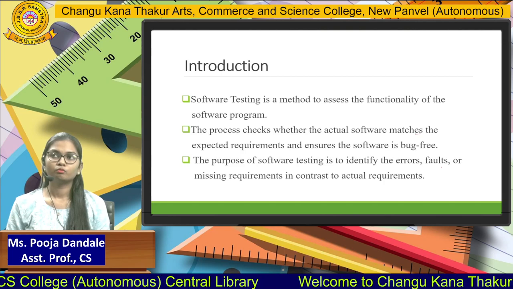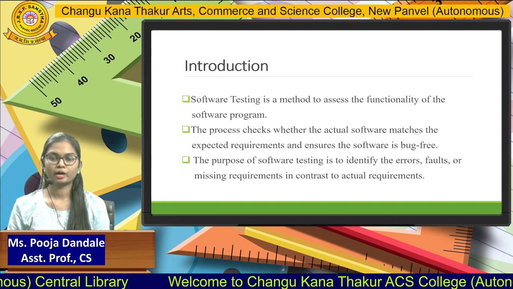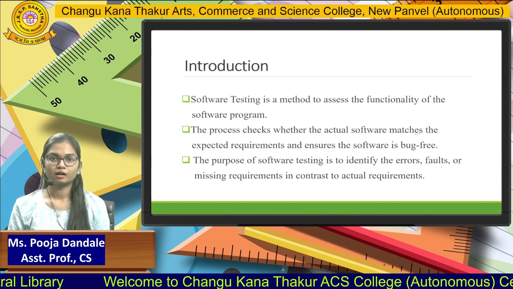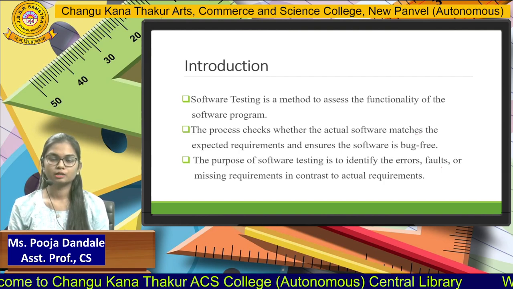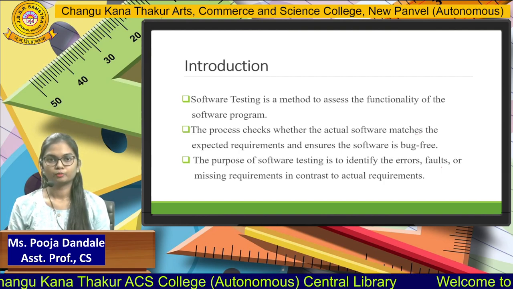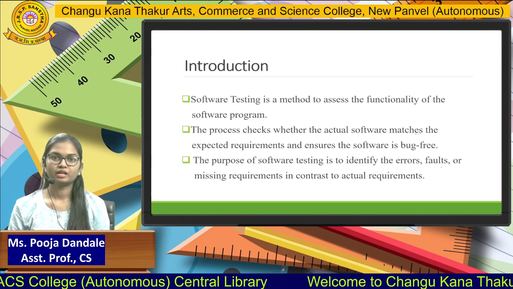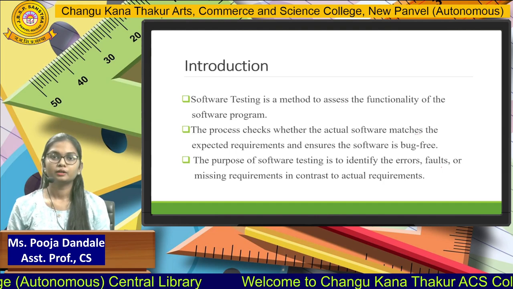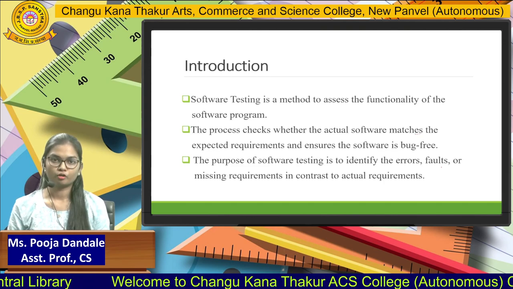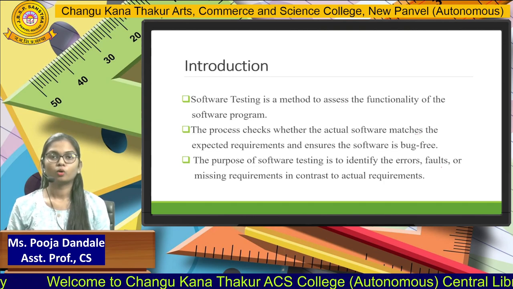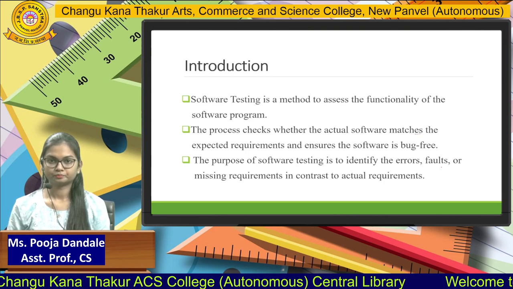Now, the main purpose of software testing is to identify if our software or our product has any errors or any faults or any missing requirements given by the client. So how do we test all these faults and errors? For that, we have different types of testing that we go through. As we have gone through the introduction of software testing, now one by one, we will check what the different types of testing are and how we can implement those.